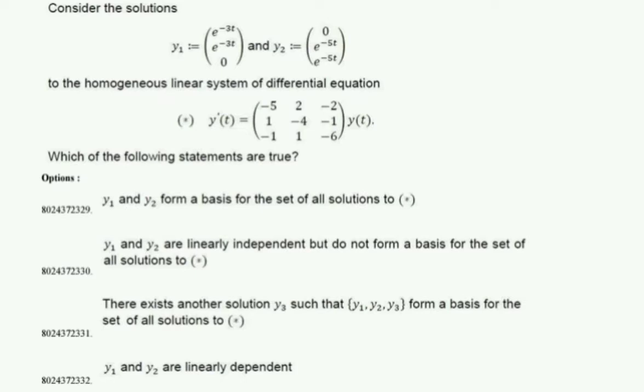Option A, y1 and y2 form a basis for the set of all solutions to star. Option B, y1 and y2 are linearly independent but do not form a basis for the set of all solutions to star. Option C, there exists another solution y3 such that y1, y2, y3 form a basis for the set of all solutions to star. And option D, y1 and y2 are linearly dependent. Now solve this question.